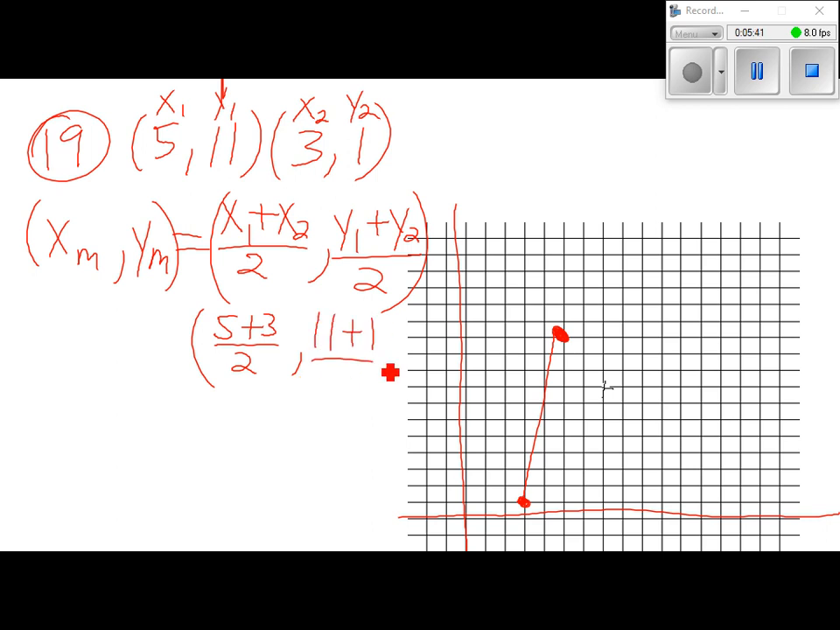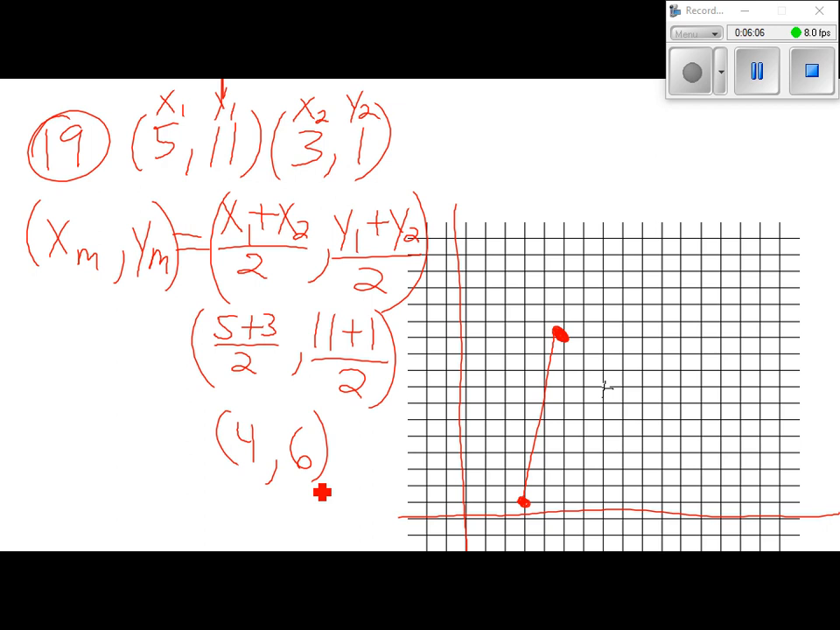11 and 1 divided by 2. Does it matter if we turn them around? What's 5 plus 3? 8 divided by 2. 11 plus 1 divided by 2. We're saying, do we do anything to that once we get to that point? That's our answer. Don't go any farther.